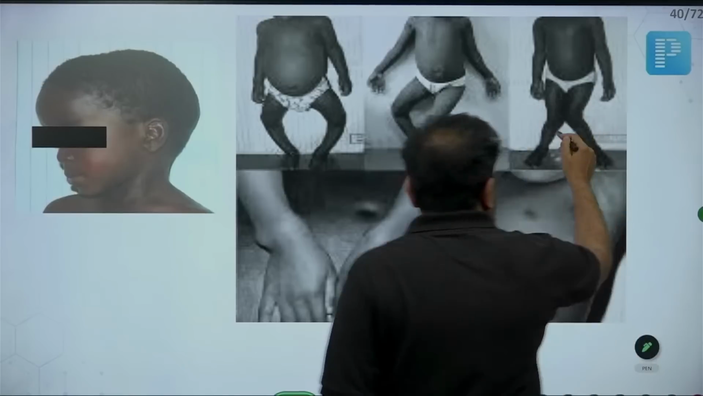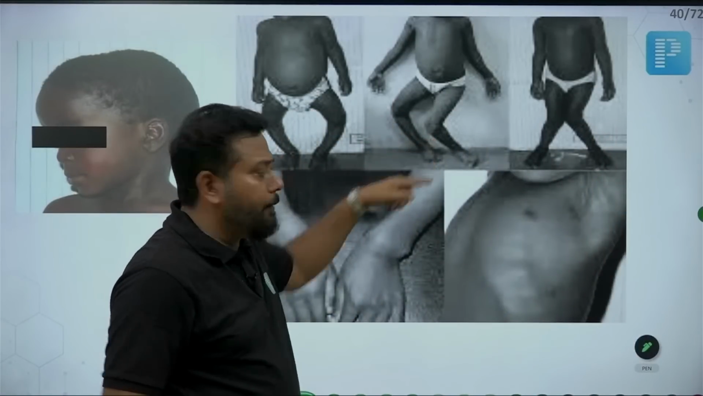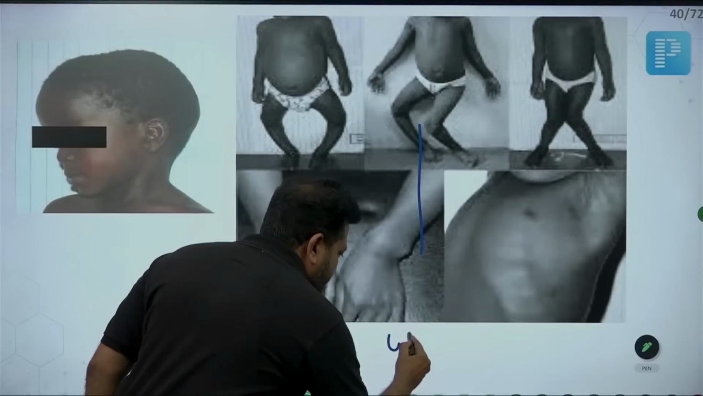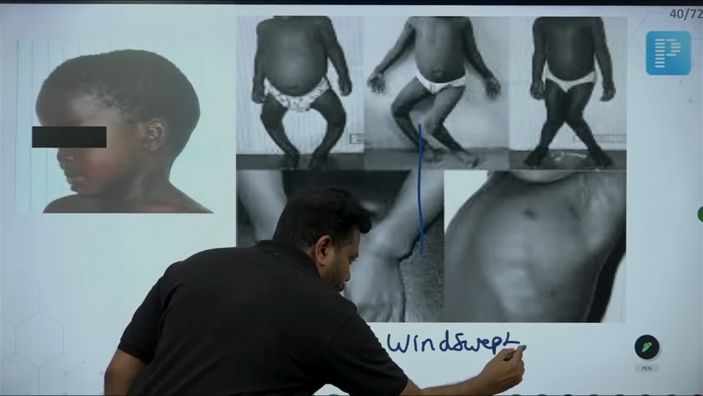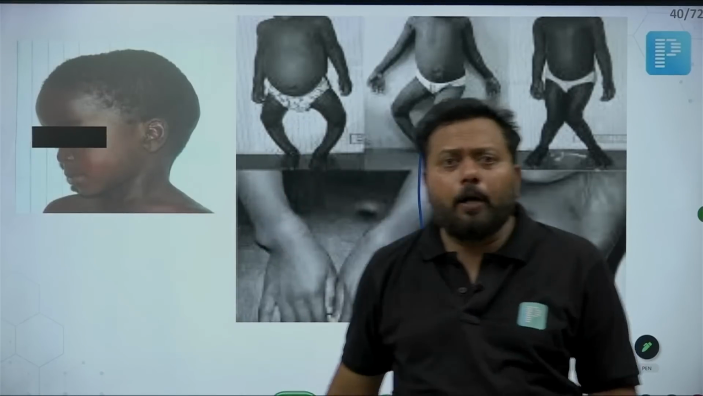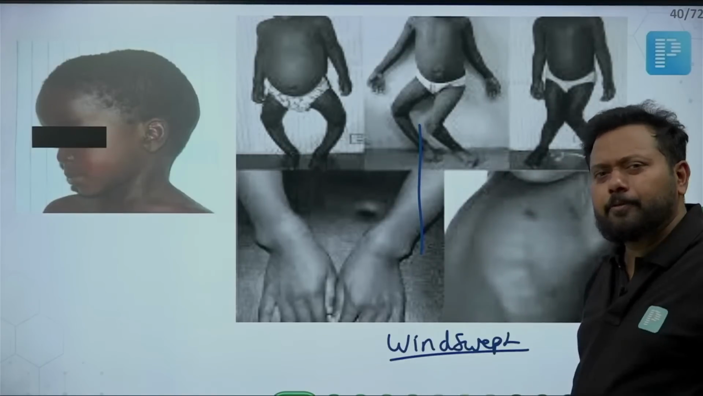The baby can have a genu valgum or knock knee, or one side genu varum, another side genu valgum. This is called wind-swept deformity. When you come across wind-swept deformity in orthopedics, two differential diagnoses, dear friends. One is rickets, another is rheumatoid arthritis. Okay. So these are all asked MCQs.